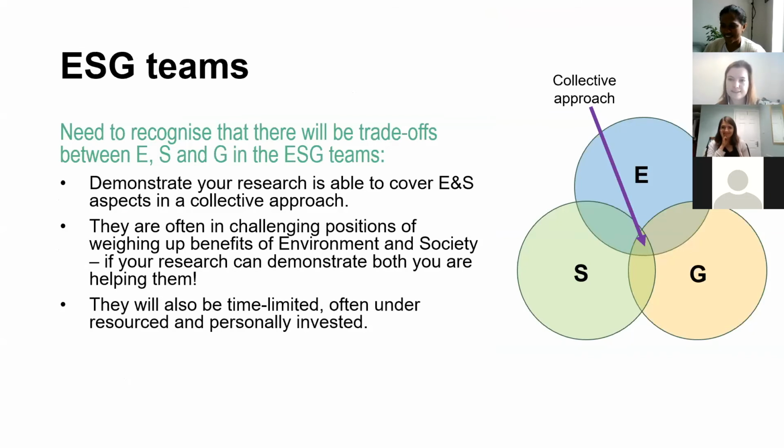We need to recognize that there are trade-offs. Particularly in ESG teams, which are quite often small and under-resourced, they might have trade-offs between their environmental, social and governance policies, and have to work out which one they're going to pick up. So if your research is able to demonstrate that it sits in this collective approach, in this central area of the Venn diagram, then you are helping them not have to decide the trade-off.